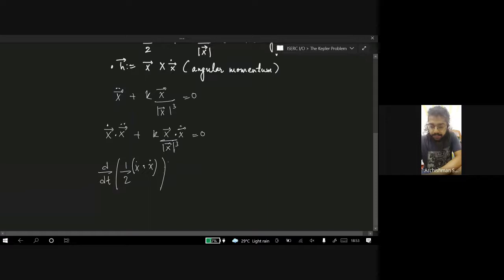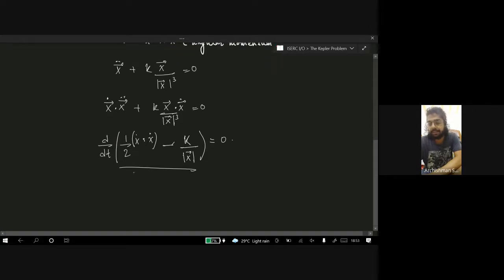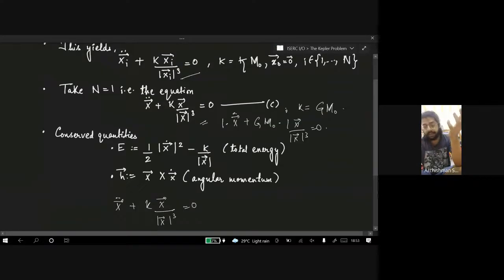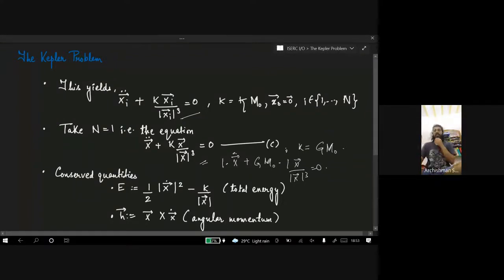And the second term can be represented as this derivative d/dt of k by mod x. And again, I'll leave this to you to check that this is indeed the case. And so if this term is entirely 0, then I can treat this as a constant. So the total energy is conserved in time, and the total angular momentum is conserved in time as well, which you can check by taking the cross product with x on both sides of the equation.